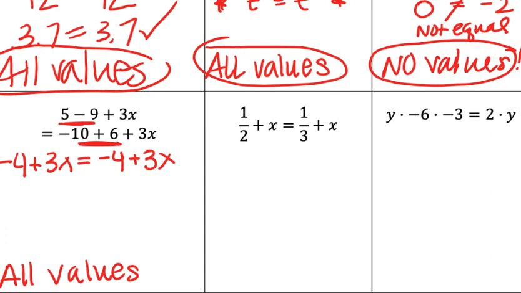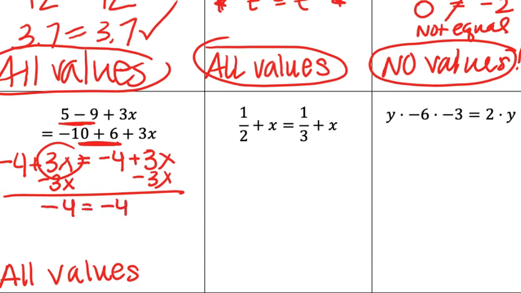If you actually wanted to solve this down, you could solve it any way you want. Let's say you want to get rid of this 3x first. I would be left with negative 4 equals negative 4. Because this will always happen, it's all values. When you start solving down, if the left and the right are literally equal to each other, that means all values. If the left and the right will never be equal to each other, it's no values.